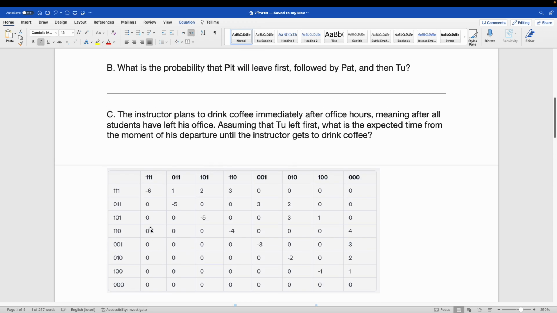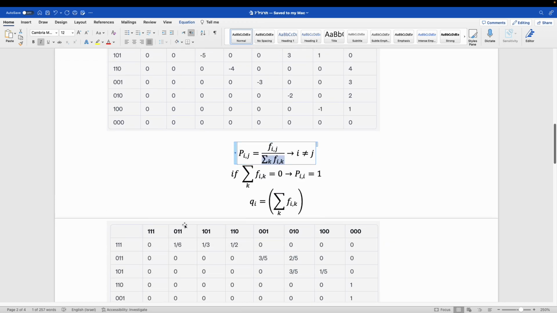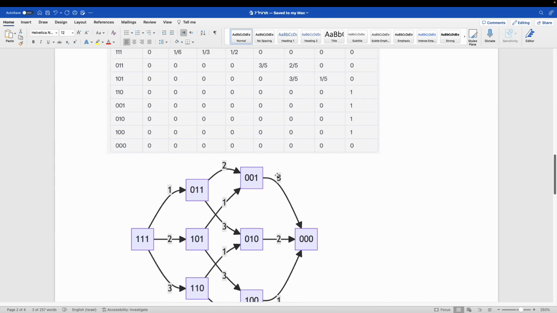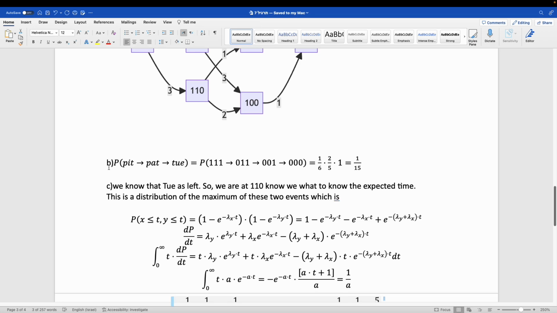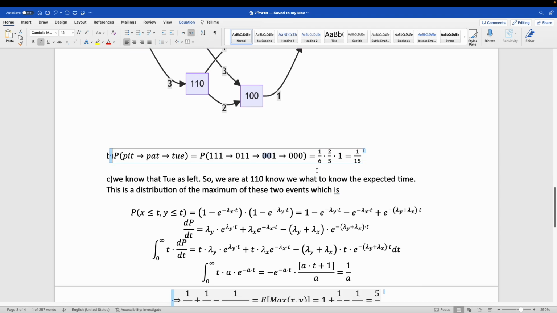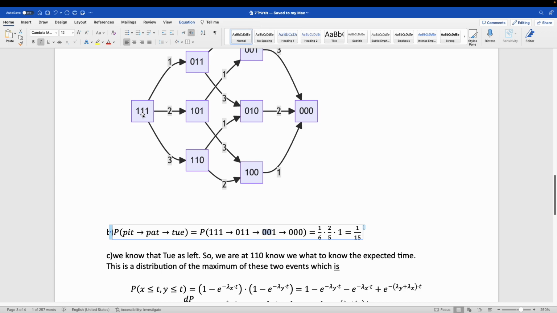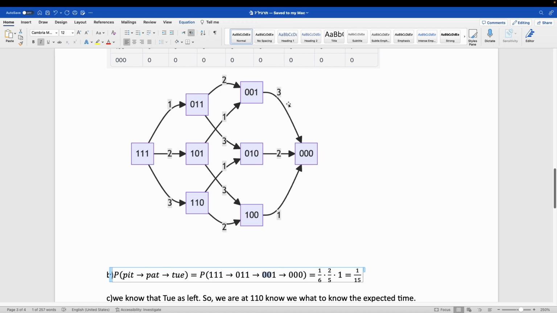And now we will go to this, and they also ask us, what is the probability that Pete will leave first, followed by Pat, and then Tao? To calculate this, we need to look here. We have Pete, Pat, and Tao. This is the order we want. So we have 1, 1, 1, and then 0, 1, 1, and then 0, 0, 1, and then 0, 0, 0. So we have 1 divided by 6 multiplied by 2 divided by 5 multiplied by 1. Why? Because we look at the probability that we go from here and then straight to here, and then from here going to here, and then from here to here.